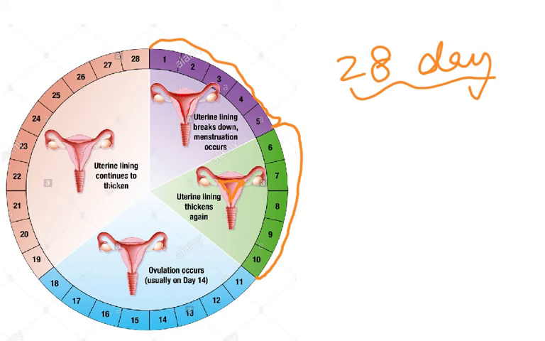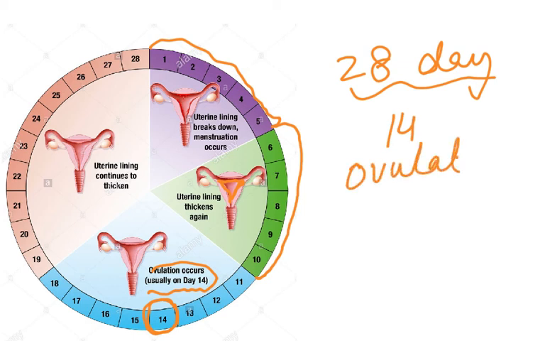Then we have ovulation, which occurs usually on day 14 of the menstrual cycle. As we talked about 28, so day 14 is the ovulation date. But please remember, this is not so regular. Some women have a 28-day cycle, some even have a 30, 32-day cycle. So it varies from woman to woman. And then after ovulation has taken place, two things can happen. Ovulation means the release of the ovum.